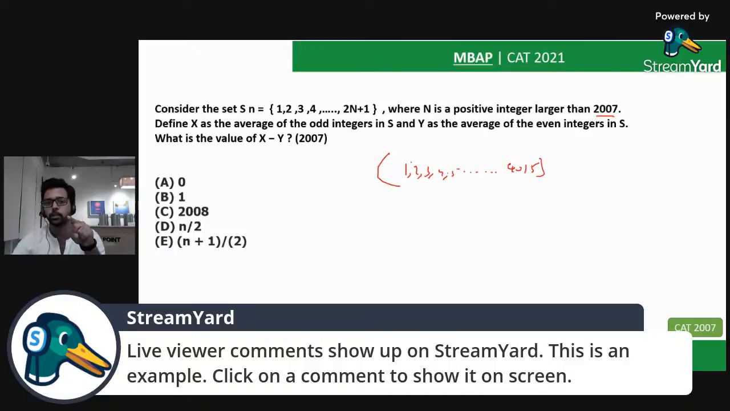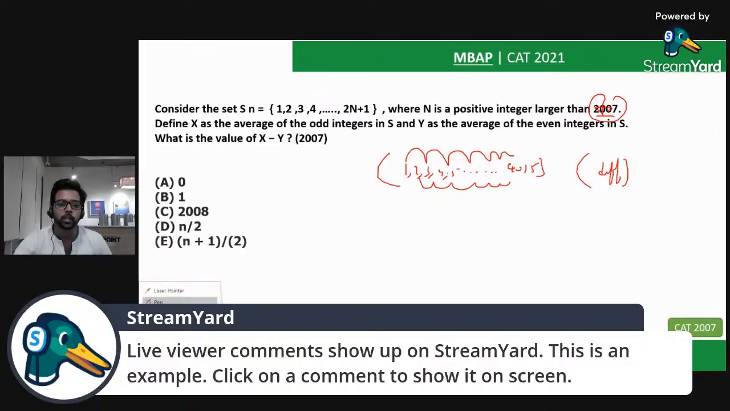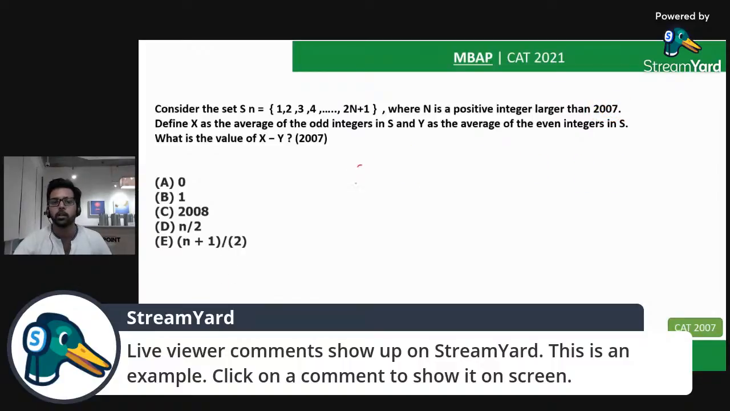So what they're telling you is find out the average of all the odd numbers, find out the average of all the even numbers, and tell the difference of both of them. All what we have understood, it is just a gimmick. 2007 was just a manipulative number. Why? Because there's no point of considering 2007 at all. The question could have been starting with 1, ending on an odd number. 2n plus 1 will always be odd.